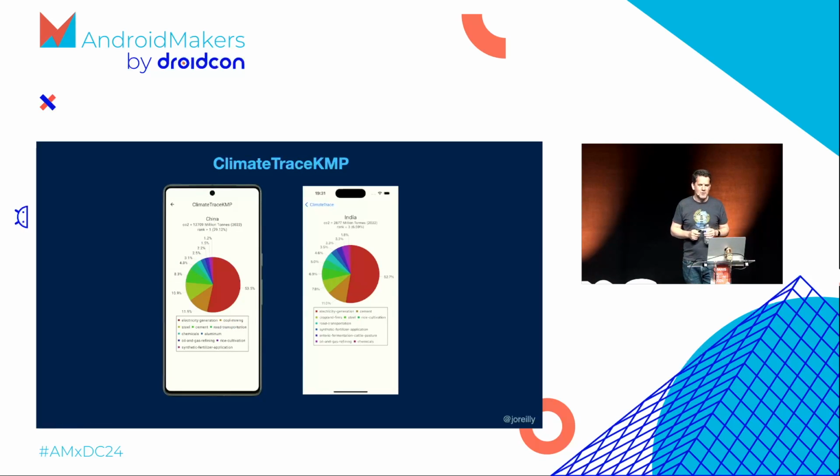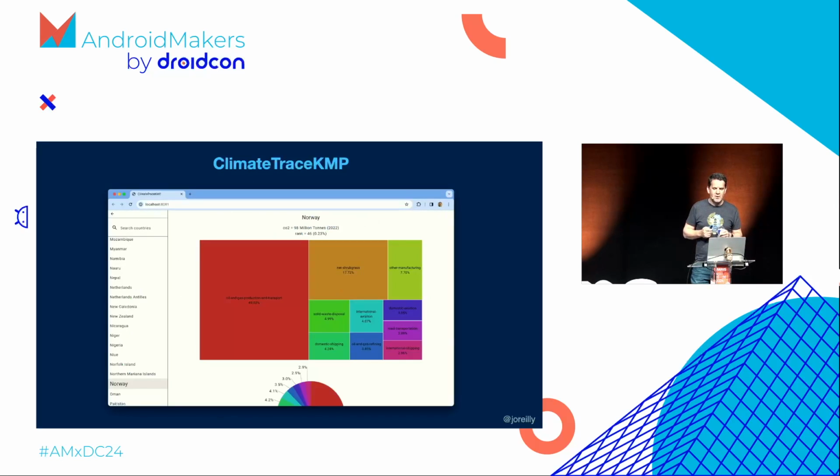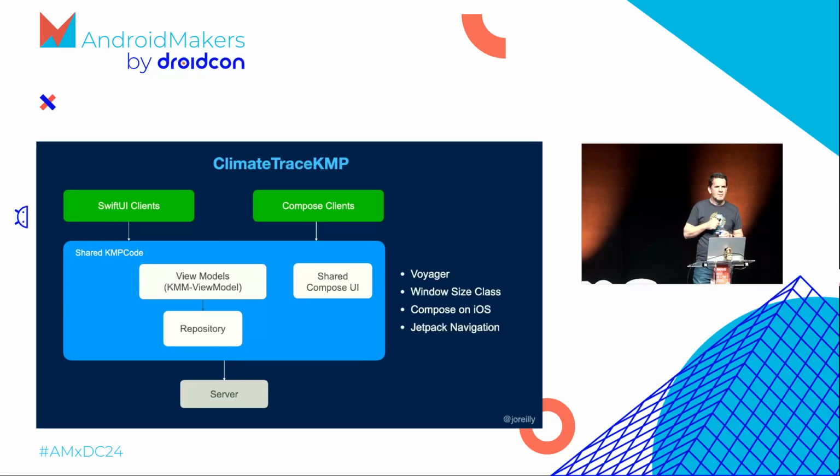The final sample we're going to use today is Climate Trace KMP, which shows per-sector emission information for different countries. Again, we have an iOS and Android client, and also a Compose for Desktop client and a Wasm-based Compose for Web one, as shown here. Again, showing the high-level architecture, using KMMViewModel, and using Ktor to connect to the back end.